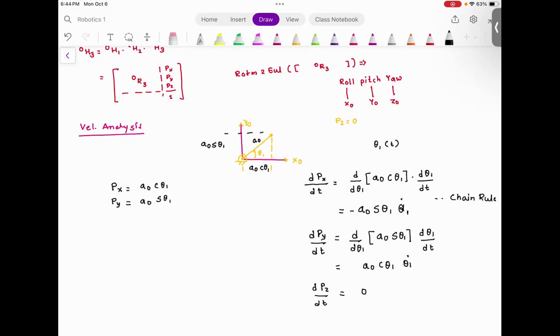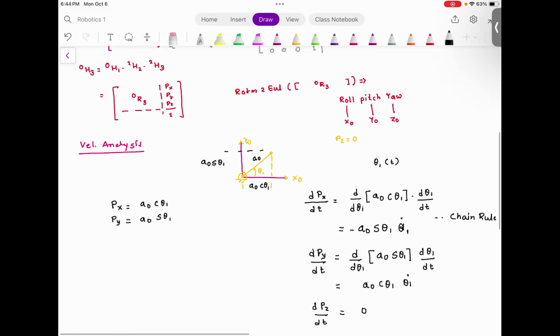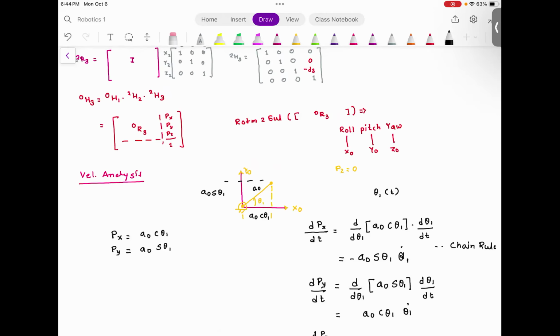So I'm solving this problem. Prismatic joint has velocity, I completely agree with you. But I'm doing velocity analysis for this single link, so it's just a planar link. Okay, I'll work out the prismatic joint in the next class, but I want you to understand this. Everyone understood this? Any questions on the way I worked out the derivative?